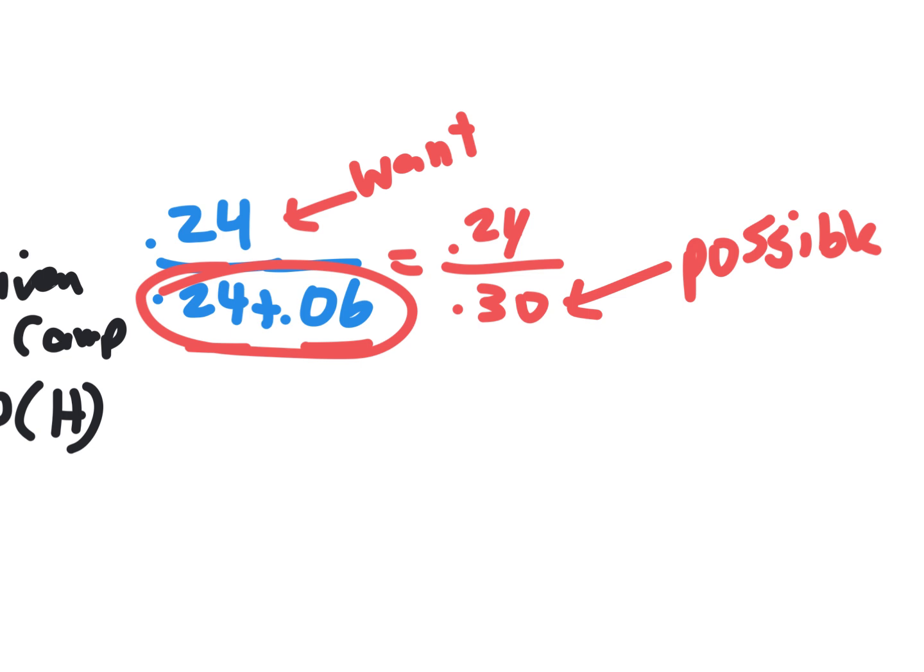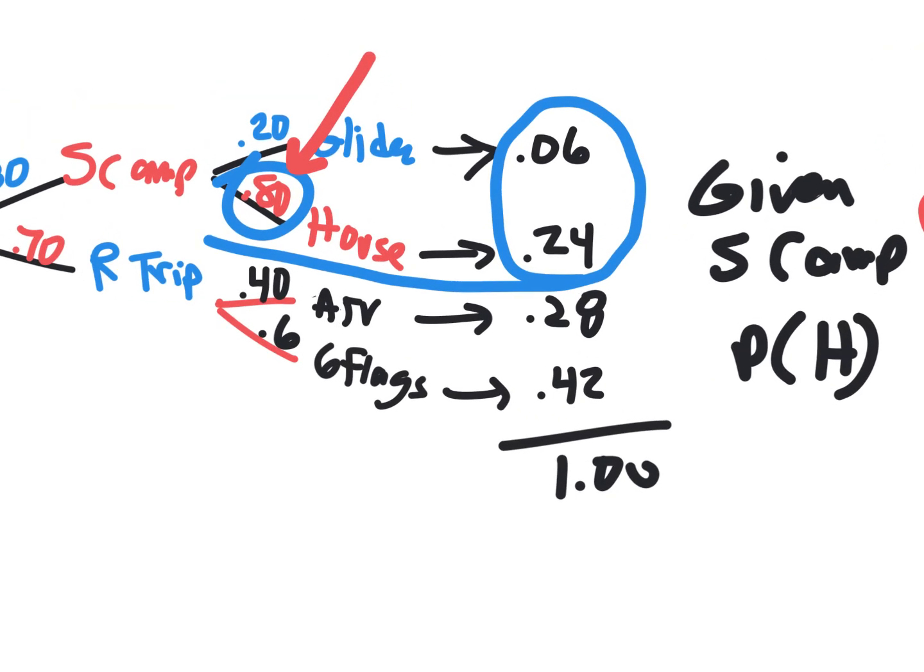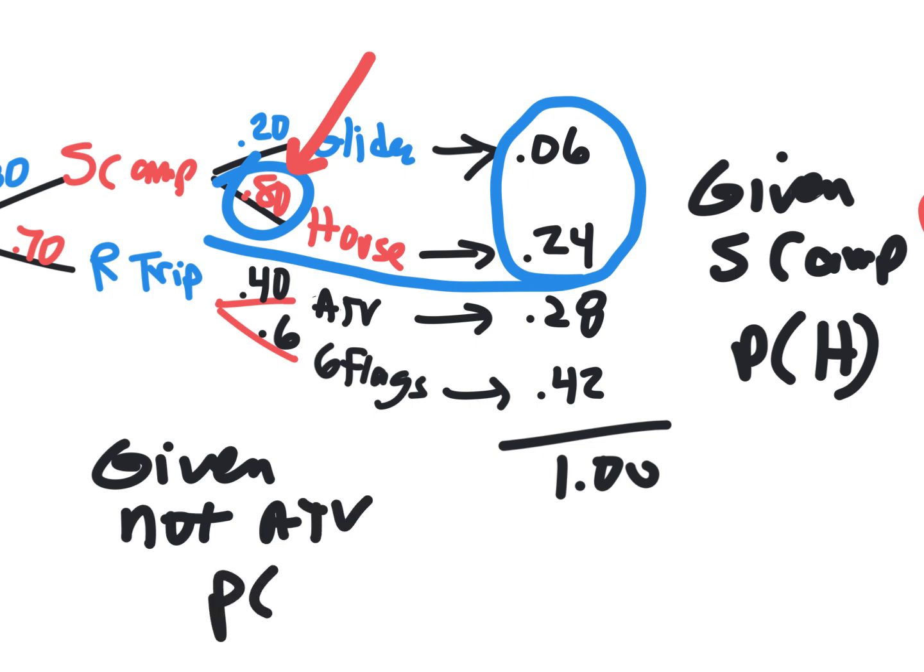All right, let me give you one more question that's about this chart since we took the time to make it. How about this? It's going to be trickier. Given you did not ride the ATV, I asked you, did you get a chance to ride the ATV this summer? And you say, nope. What's the probability of horse? Given not ATV, what's the probability of horse? Hint, it's a higher probability now.